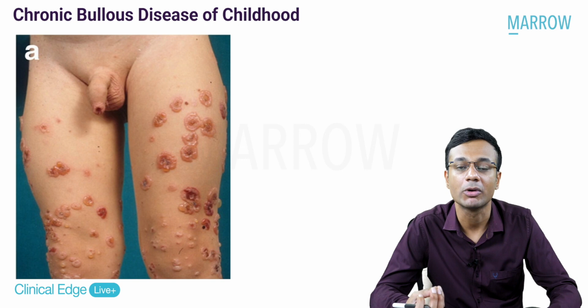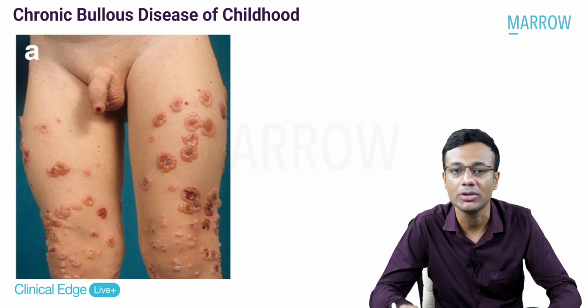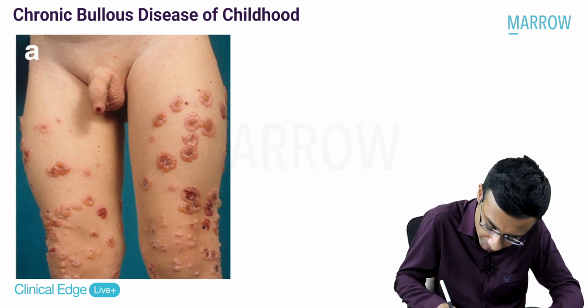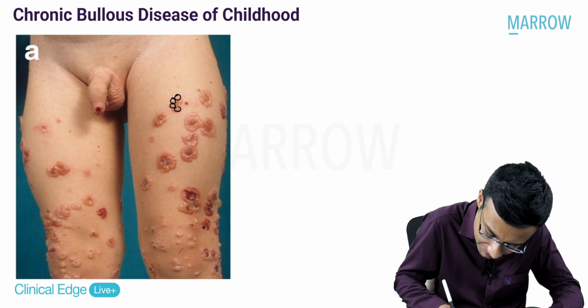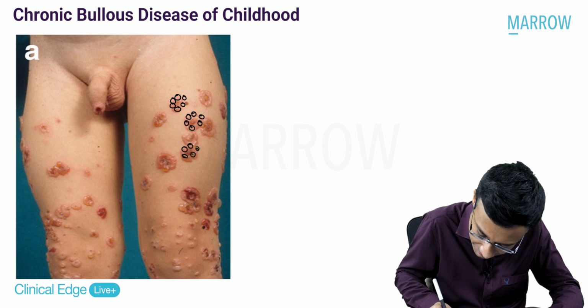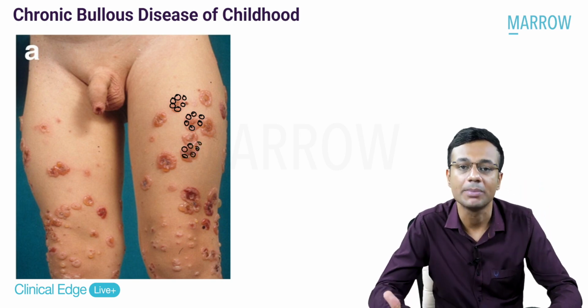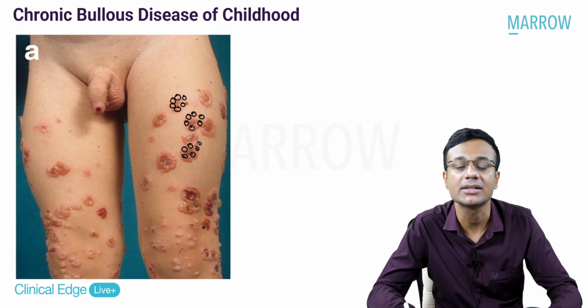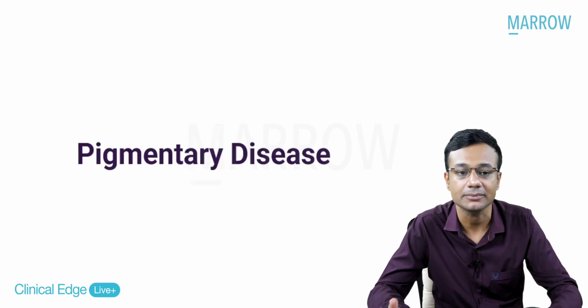And here I told you about a disease called CBDC, chronic bullous disease of childhood. What is the string of pearl pattern? You can see the vesicles which are arranged in an annular pattern. This has been given the name of string of pearl appearance, also known as cluster of jewel appearance.